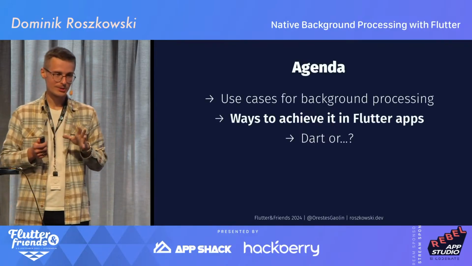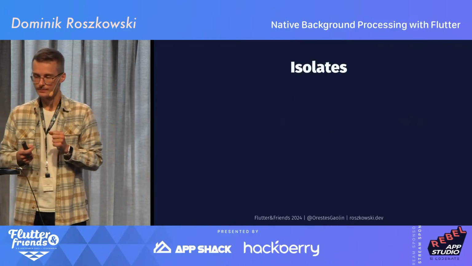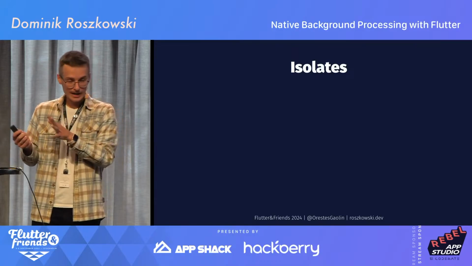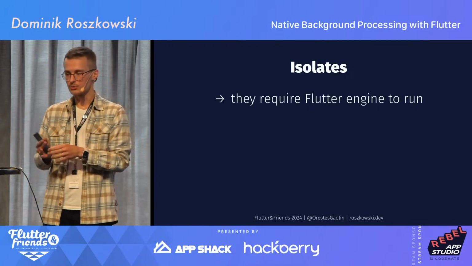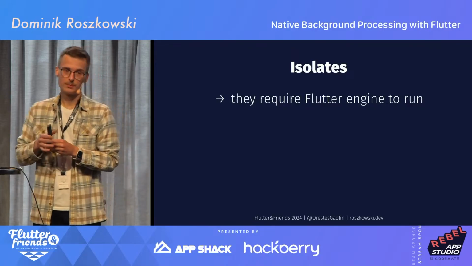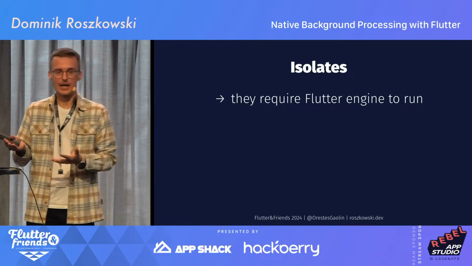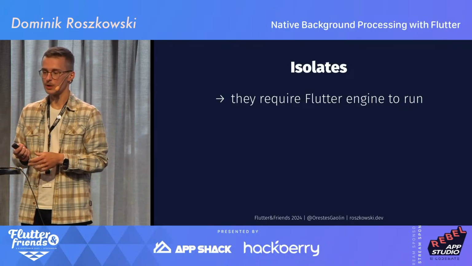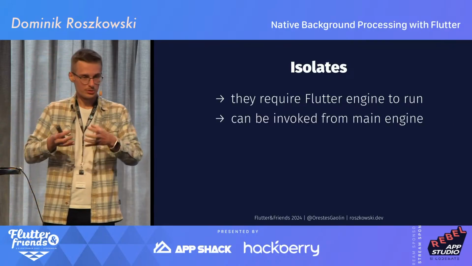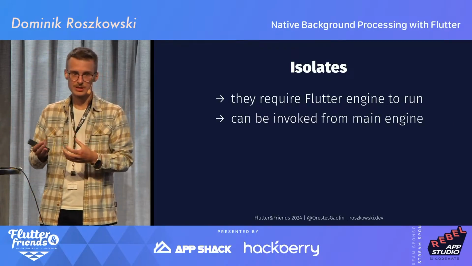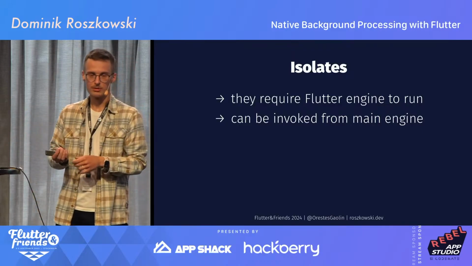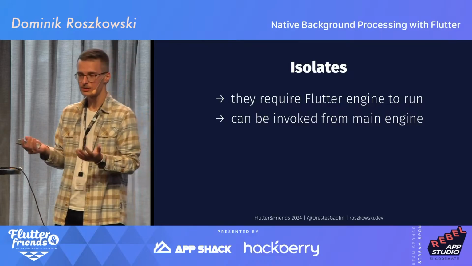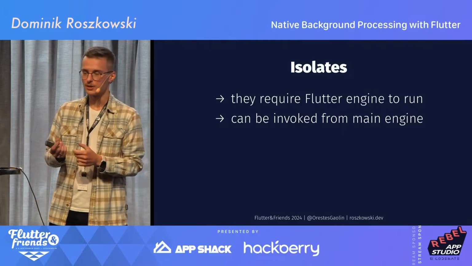So a couple of ways to achieve that. For isolates to work, they require the Flutter engine or the Dart VM to run. Your main app runs in an isolate, and you can spin up your own isolate as well. They can be invoked from your main engine that you have in your app. So let's say, I'm going to show you in a second, if you want to do some computation, you can just start a new isolate with a compute function.